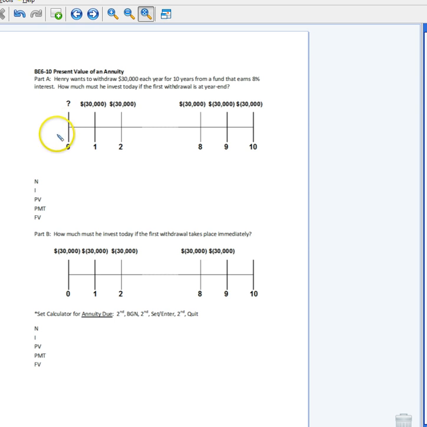Hopefully he gets more than 10 years, but often this is a retirement situation. Here's his retirement date. He's going to withdraw $30,000 a year to live off of. It's not a whole lot, is it? But just go with it. He's only assuming he'll be retired for 10 years. All right, so 10 is N. He thinks he can earn 8%.